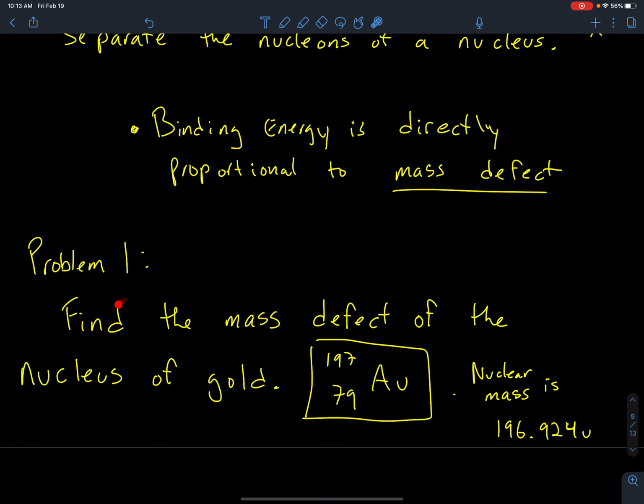So problem one that I want to go over is finding the mass defect of a nucleus of gold. Gold has a nucleon number of 197 and a proton number of 79. And if I just look at the mass of the nucleus, I weigh it, doing the same procedures we did in the past videos, the nuclear mass is 196.924 atomic mass units, U. Okay, so how do I use that number and the numbers here to find the mass defect?